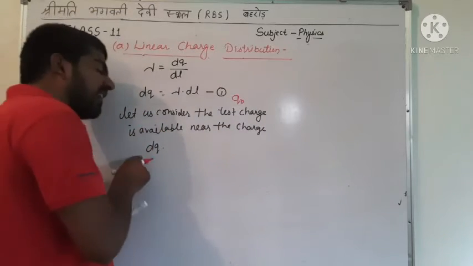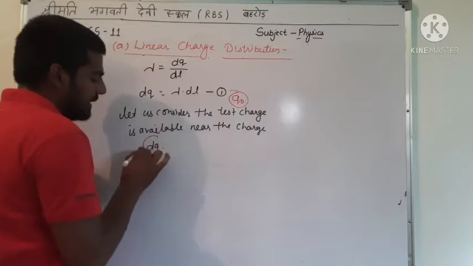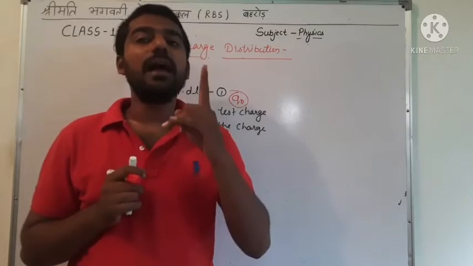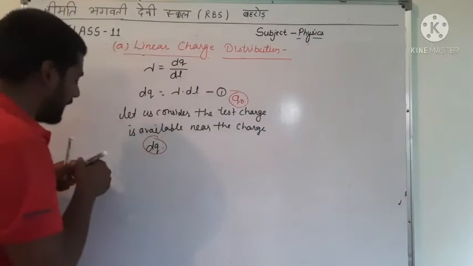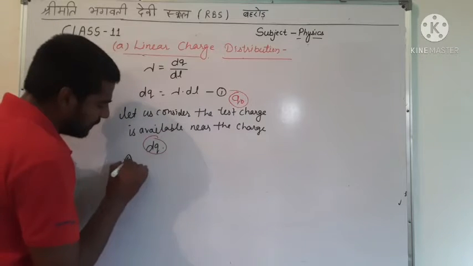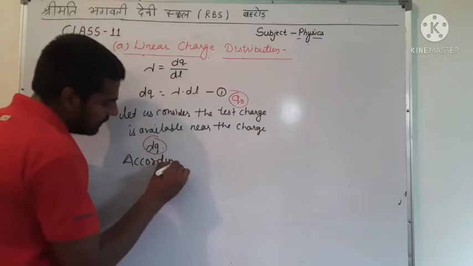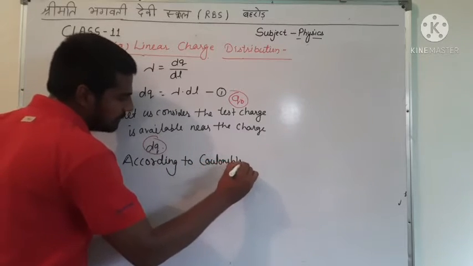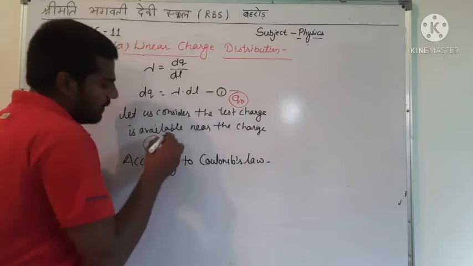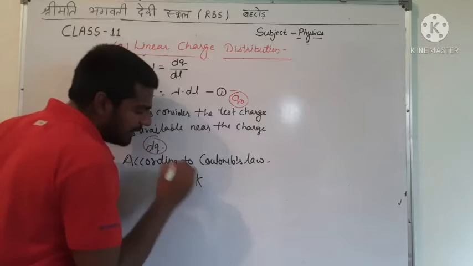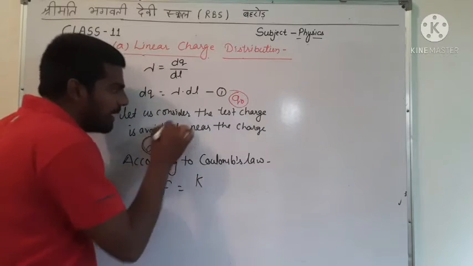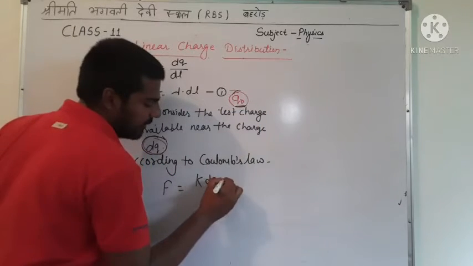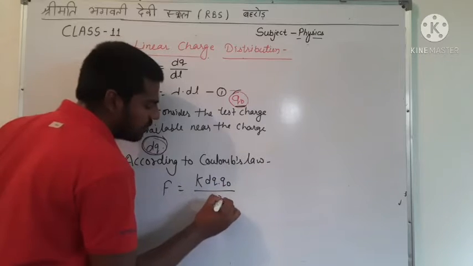Then the electric force applied between q0 and dq, the electric force applied between two charges, is calculated by Coulomb's law. So apply Coulomb's law. What is Coulomb's law? F equal to K Q1 Q2 upon r square. Here two charges, first is dq and second is q0, so Q1 equal to dq and Q2 is q0, upon r square.